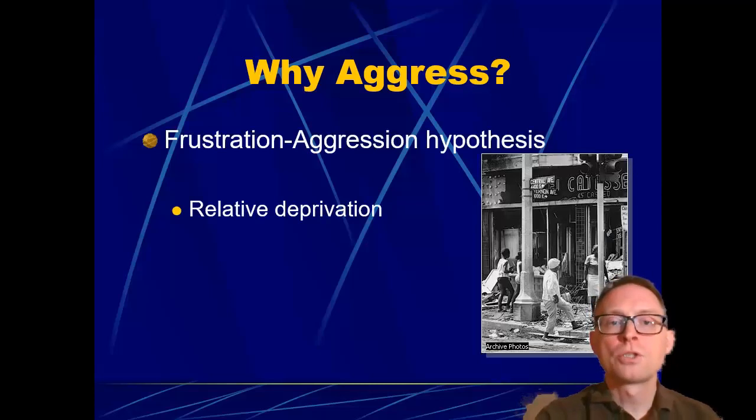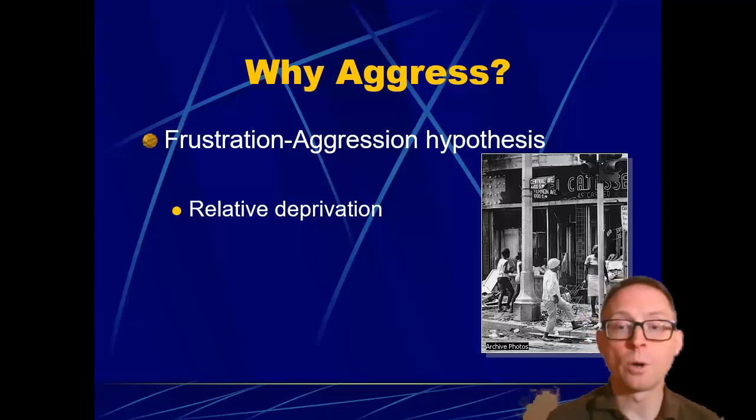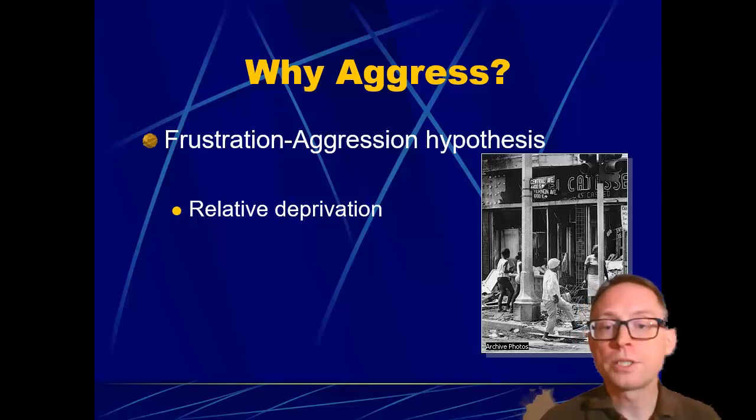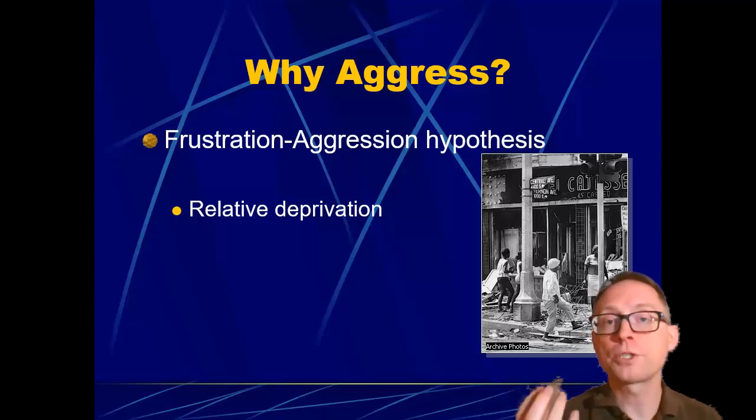So why do people aggress? Well, we talked about the frustration-aggression hypothesis. So if people feel ideas of relative deprivation, then they tend to be more aggressive. Relative deprivation includes the idea that I can see what's going on around me, and I'm frustrated because of being deprived relative to other people.